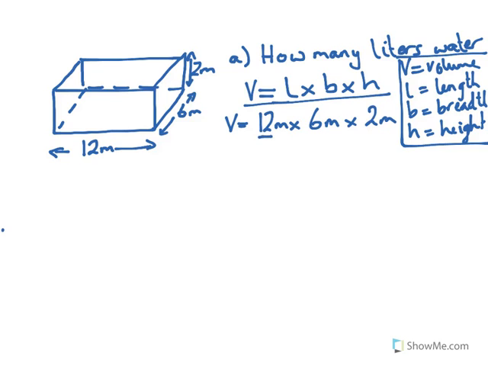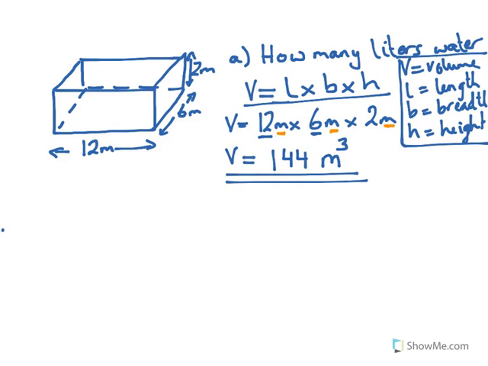Well, 12 sixes are 72. 12 times 6 is 72. 72 times 2 is 144. Okay, then we also have the metre terms. Metre multiplied by metre, we've got 3 metres consecutively multiplied, so metres cubed. Metre times metre times metre is the same as metres cubed. So we now have that the volume of water in the pool is 144 metres cubed.